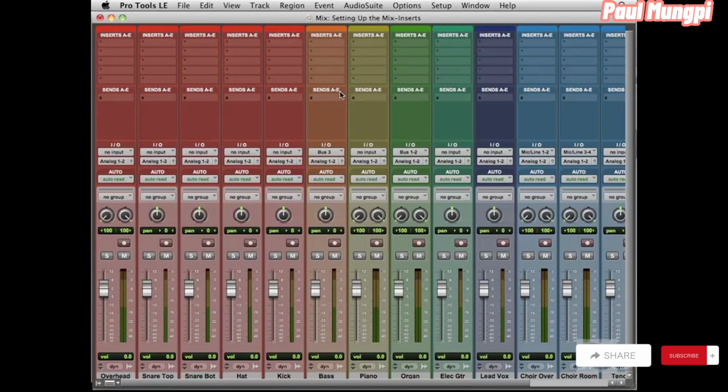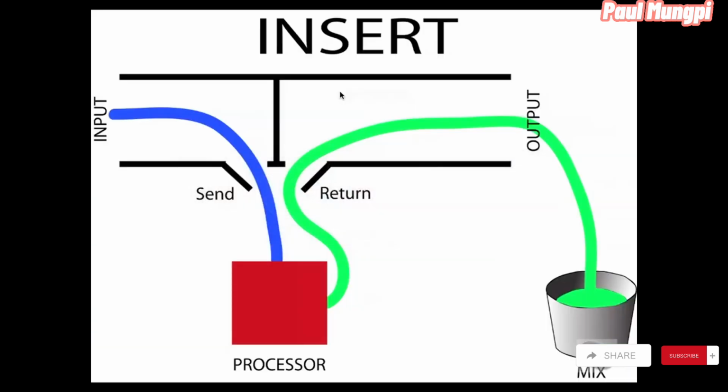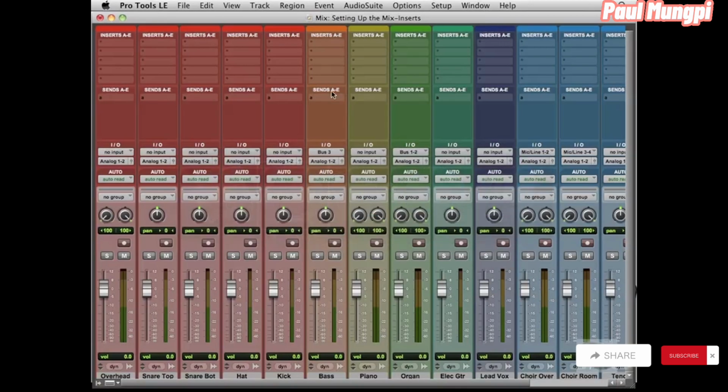The big thing about inserts is that they process the whole signal. So if we take a look over again, we remember that the entire signal becomes changed by the processor and returns in its completely changed state. So what we're going to do is demonstrate that. So here's our bass track here.